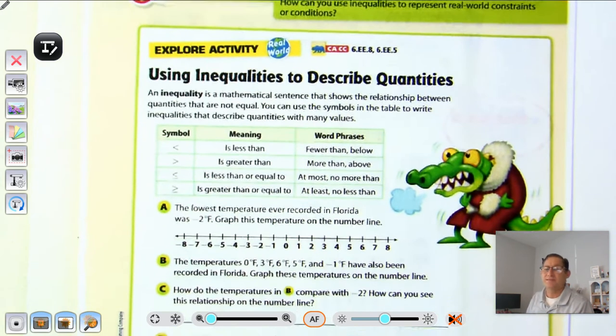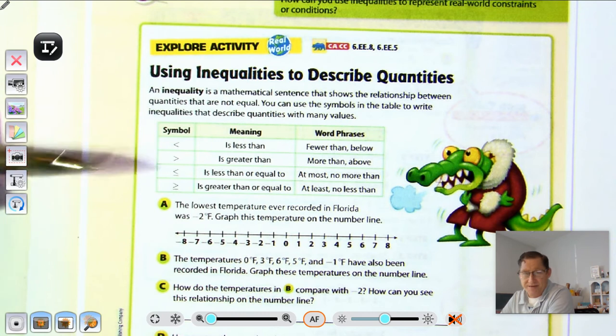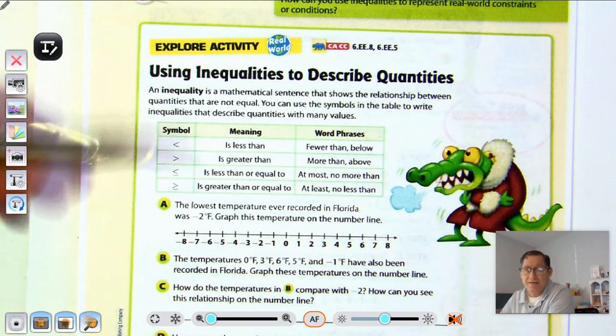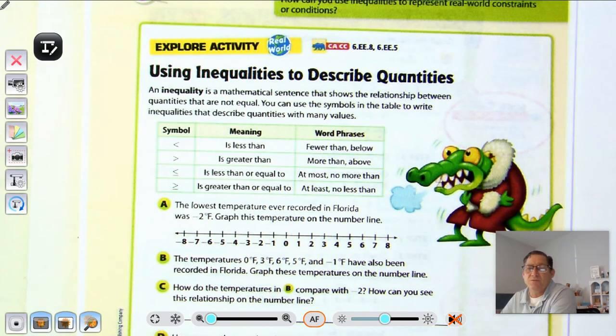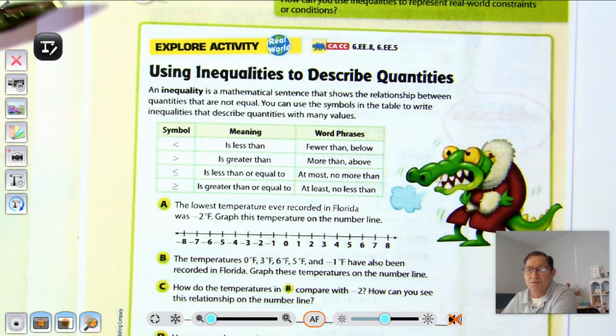Using inequalities to describe quantities. An inequality is a mathematical sentence that shows a relationship between quantities that are not equal. Meaning not equal, right? And we can use symbols in the table to write inequalities that describe quantities with many values.